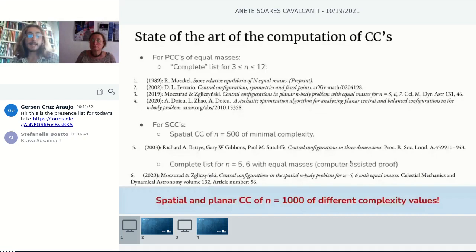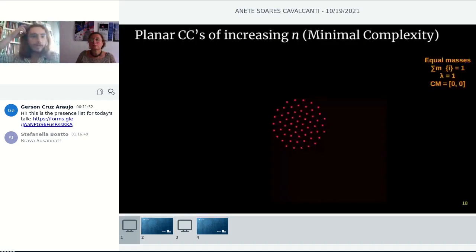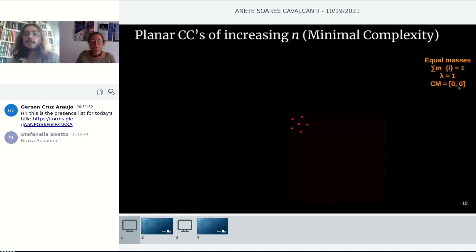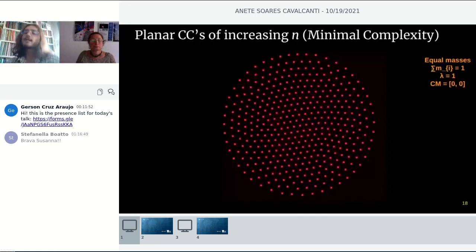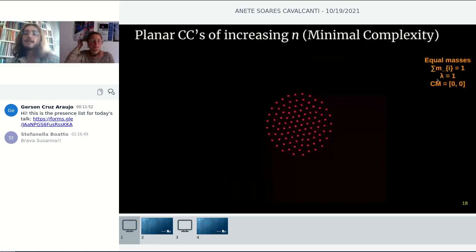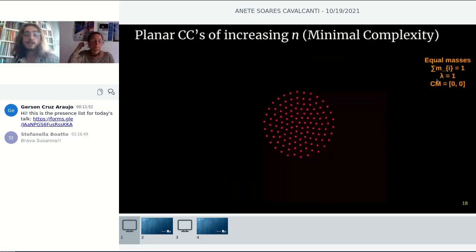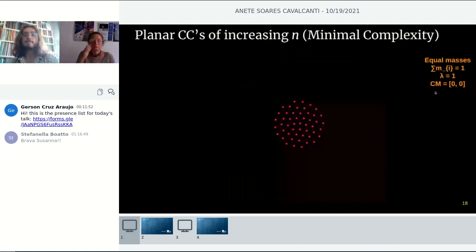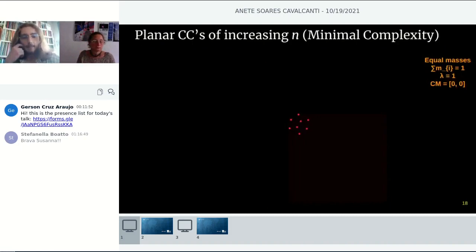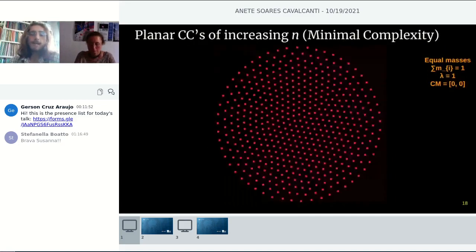And here we will present some spatial and planar central configurations of 1,000 bodies. I forgot to mention that in all these numerical simulations, we have used equal masses. We have set the total mass equal to 1, and lambda equal to 1, and the center of mass at the origin, all satisfying this with at least 8-digit precision. And this is a kind of animation with an overlapping as we increase the number of bodies, and all of these are planar central configurations of minimal complexity.